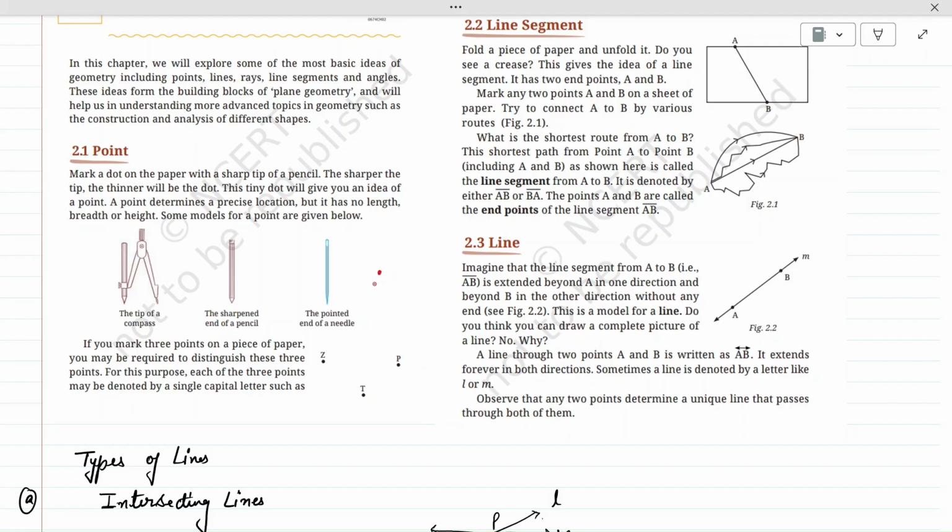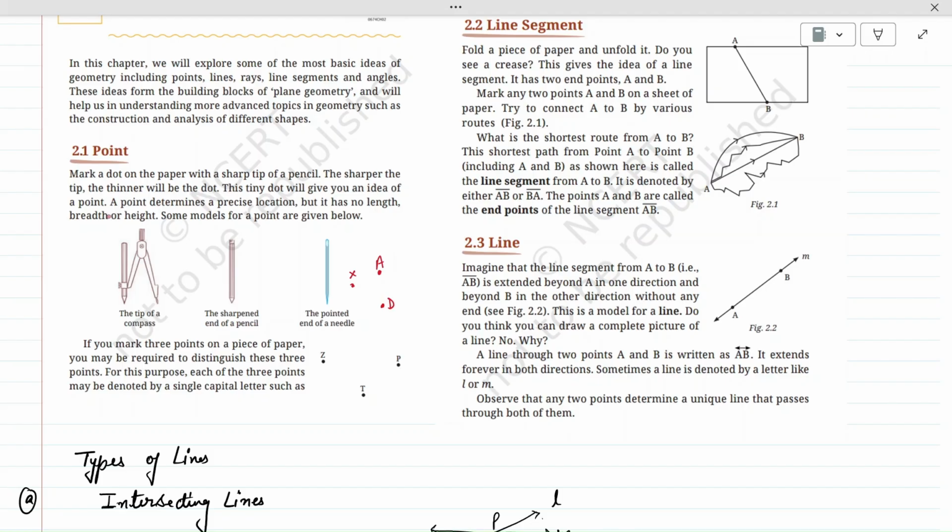We give it any alphabet, like I can call it point A. Similarly, I can make another point and call it point D. We can make another point and call it point X, and so on. So this is a point. It is just the mark of a position. It tells us about the position of anything.